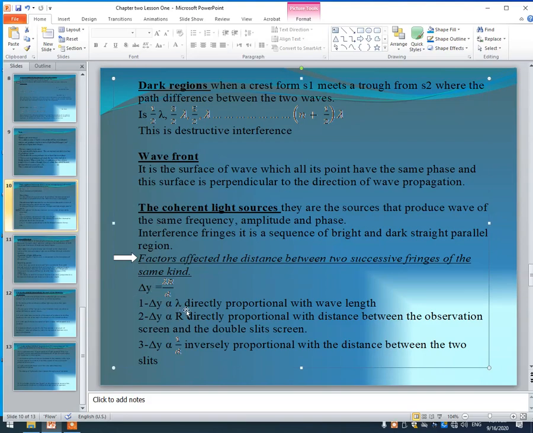It's directly proportional to lambda. Lambda is the wavelength of the light. It's directly proportional to R. It's called range. It's the distance between the observation screen and the double slit screen. And delta y is inversely proportional to d. D is the distance between the two slits.